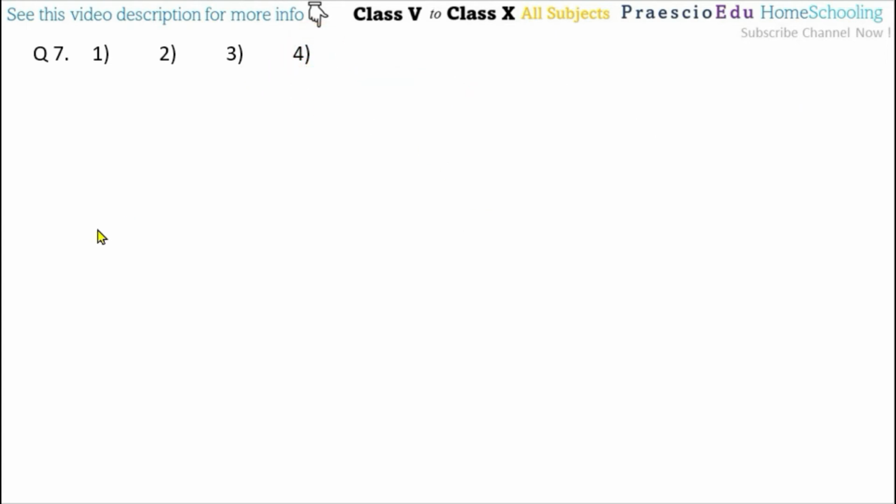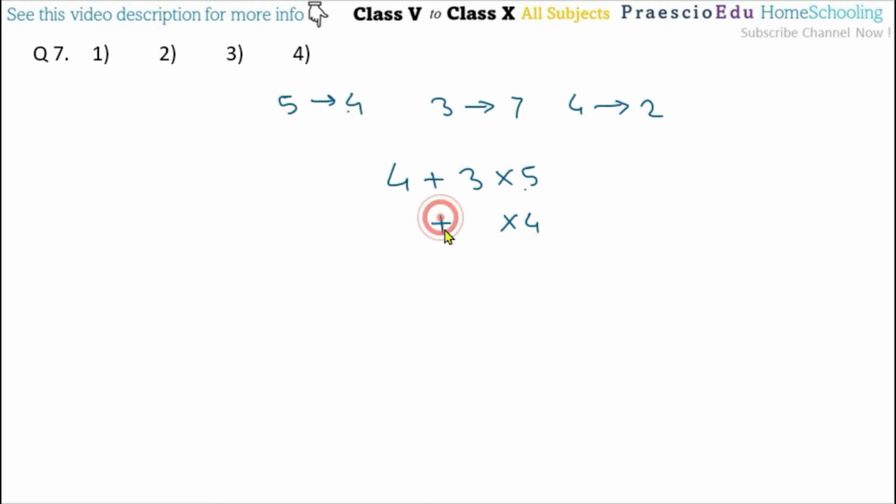Then question number 7. In a code language, 5 is called a 4, then 3 is called a 7, then 4 is called a 2. Then in the same language, 4 plus 3 multiplied by 5 is equal to how much? So 5 we are calling a 4, then this multiplication sign and addition sign as it is, then 3 as a 7, and 4 as a 2.